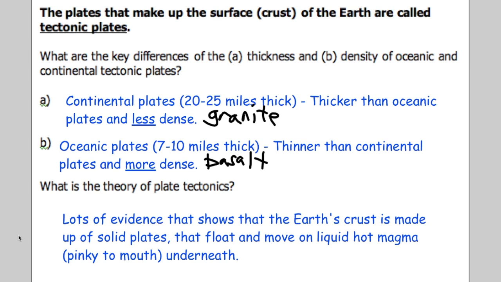Oceanic plates are thinner. They're 7 to 10 miles thick, and they are more dense than continental plates. That's going to be important when we think about how the Earth's crust changes as things underneath it move. The rock that oceanic plates are made out of is called basalt. It is a black volcanic rock that is more dense than granite, so oceanic plates sink more into the liquid rock than continental plates do, and that produces these giant valleys that water on the surface of the Earth collects into that we call oceans.